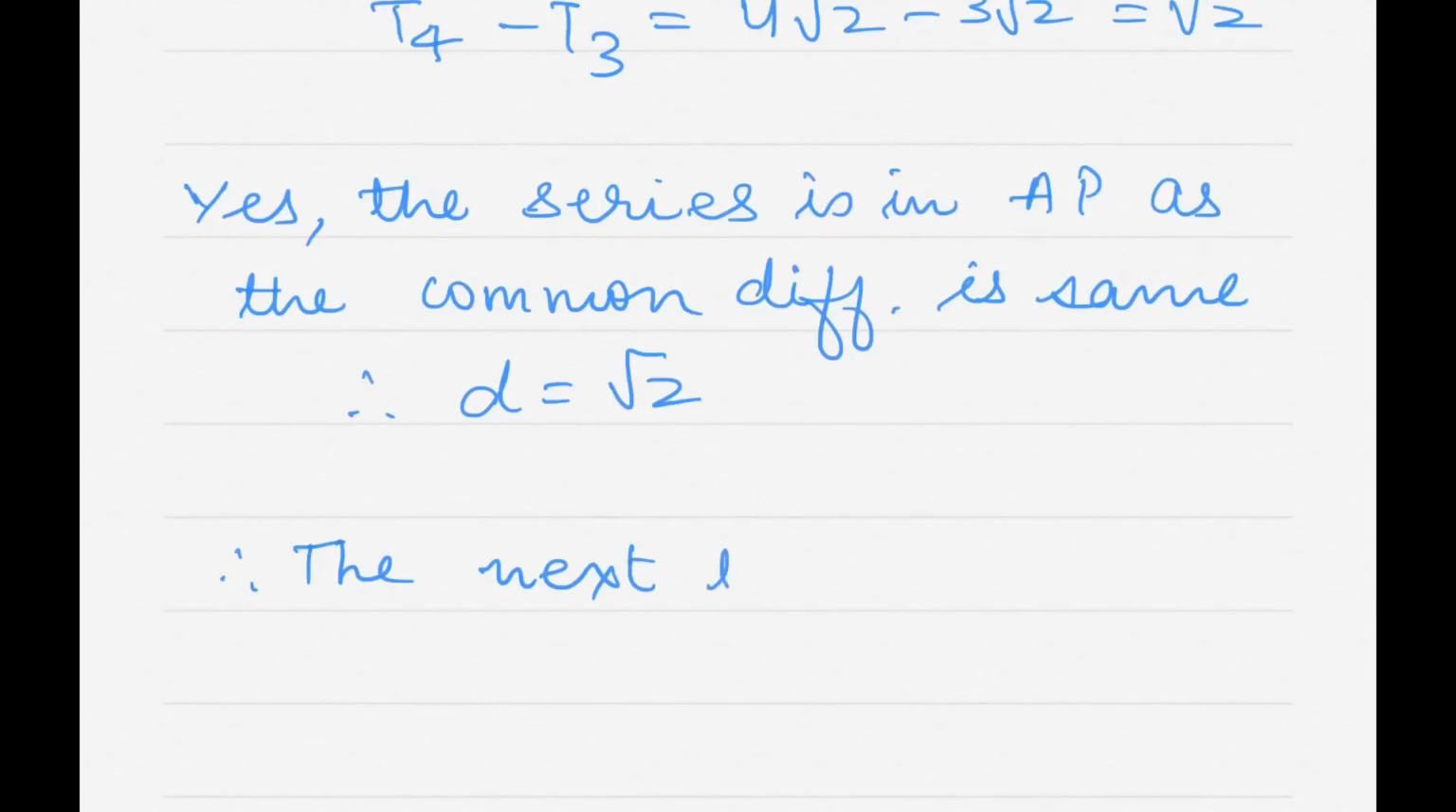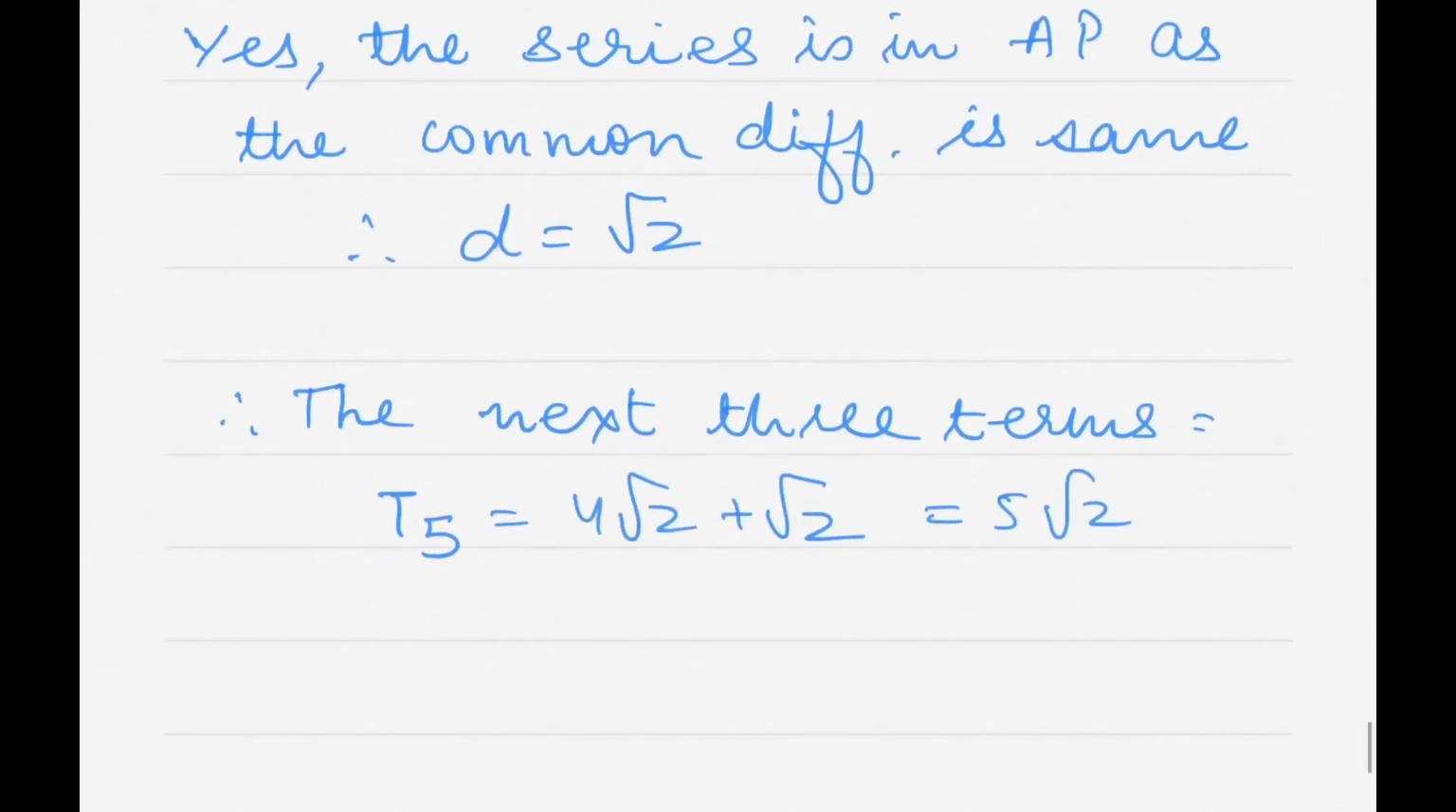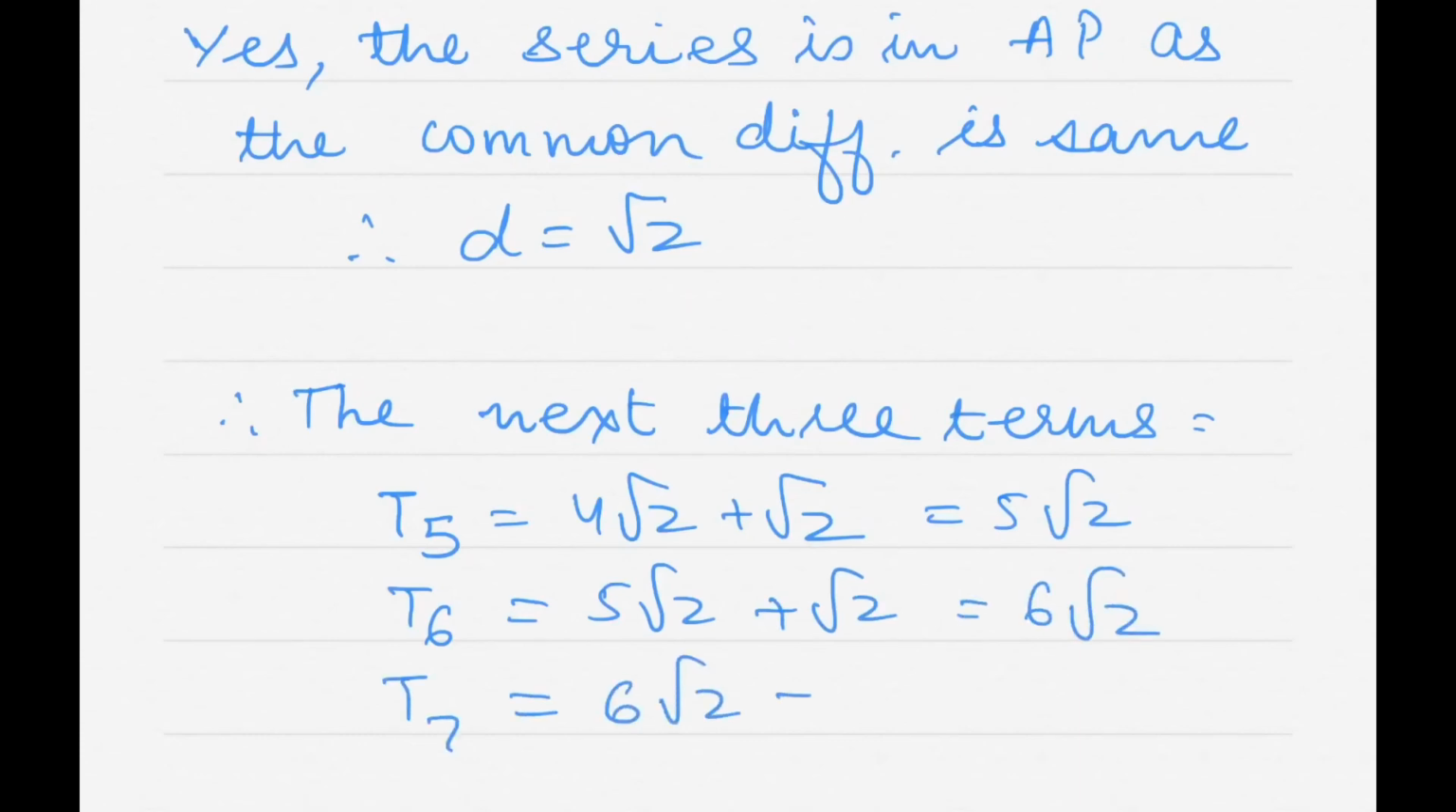Therefore the next three terms will be: T5 is 4 root 2 plus root 2, so 5 root 2. Then T6 is equal to 5 root 2 plus root 2, so this will be 6 root 2. T7 is equal to 6 root 2 plus root 2, so 7 root 2. So we have found them out.